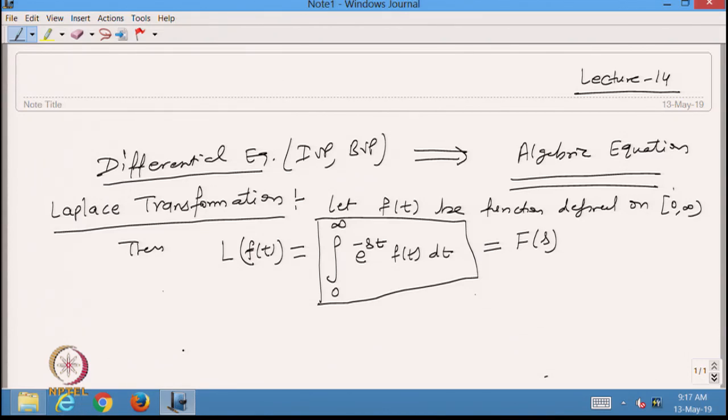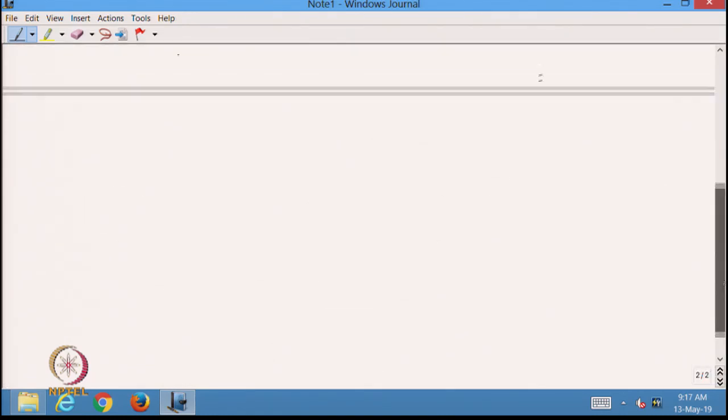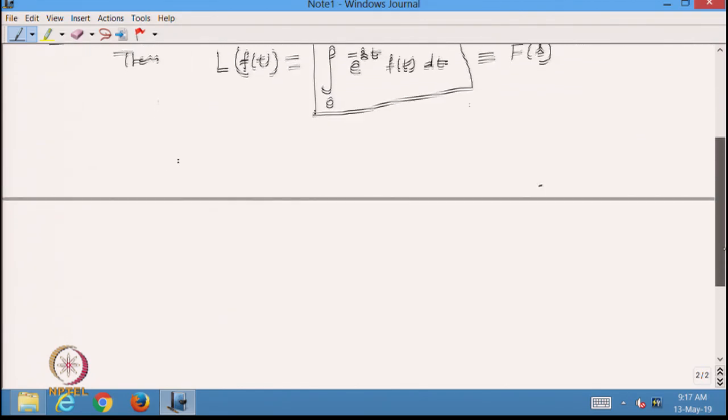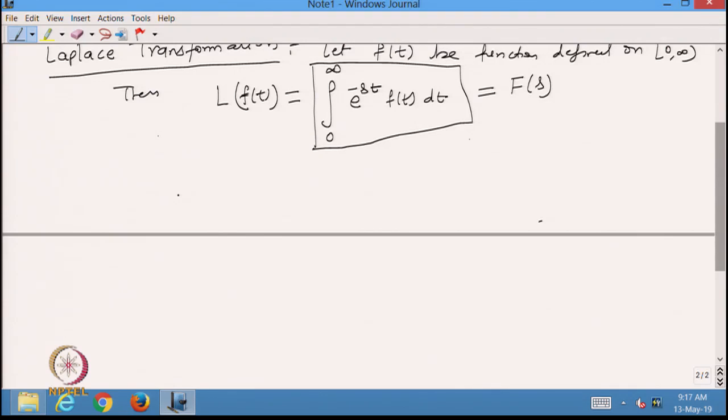Now, let us take a few examples to understand more how this integration happens. Suppose I start with a very simple example. Let us take a function f(t) equal to the constant function 1. This is the simplest function I can define. So, f(t) is equal to 1, and t belongs to 0 to infinity.